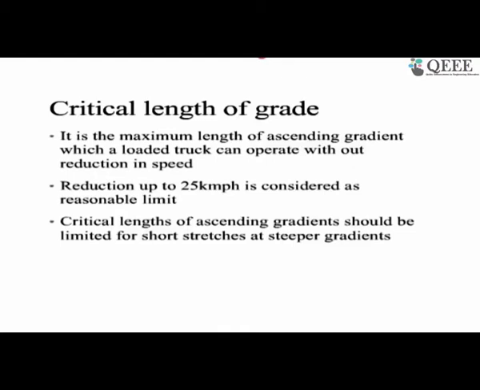For each gradient, you need to find out what your critical length is. If the reduction is up to 25 kilometers per hour, it is considered reasonable and acceptable. If it is more than that, it is not acceptable. The critical length of ascending gradient should be introduced in short stretches, so that they get a plain area or mild gradient in which they can gain speed and use that momentum for the next gradient.